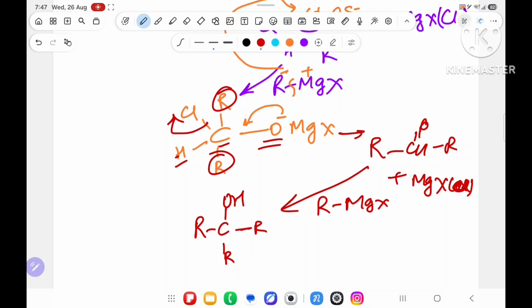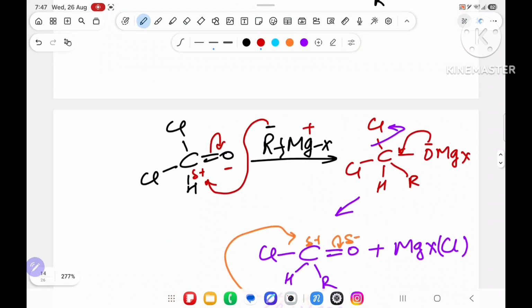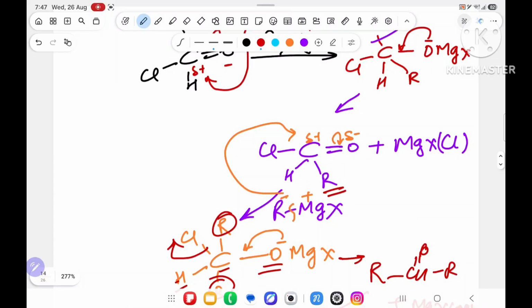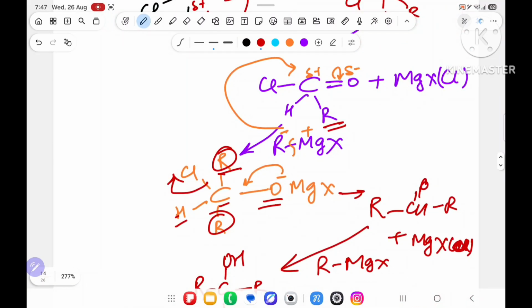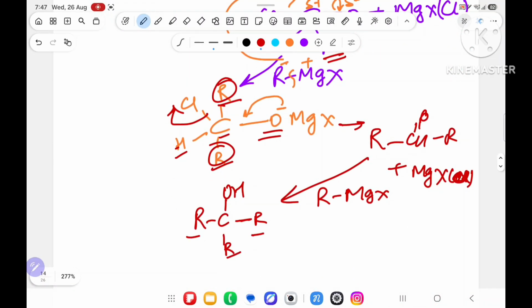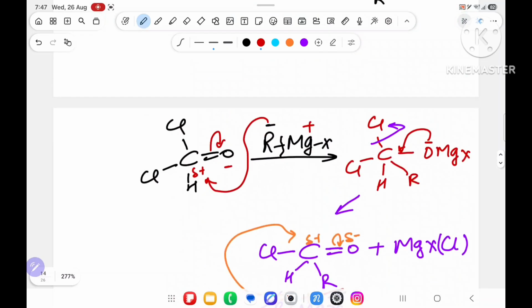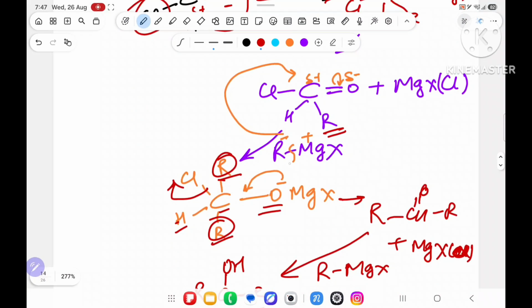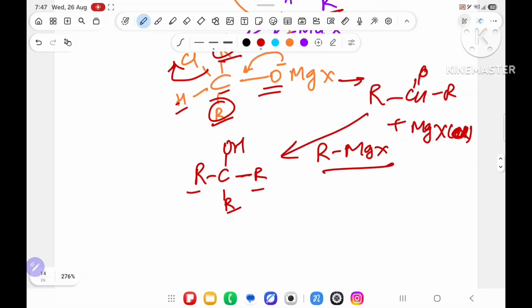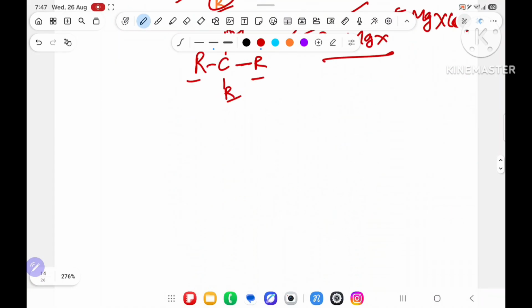Means all the time Grignard reagent is giving R, so previously it does not have any R. After that 1 R will come. After that 2 R will come. After that 3 R will come and it will convert it into alcohol. So this time it has how many leaving groups? 2 leaving groups. Grignard reagent, 1 here and 1 here. No leaving group, only 1 Grignard reagent. 1 leaving group, 2 Grignard reagent. 2 leaving groups, 3 Grignard reagent.